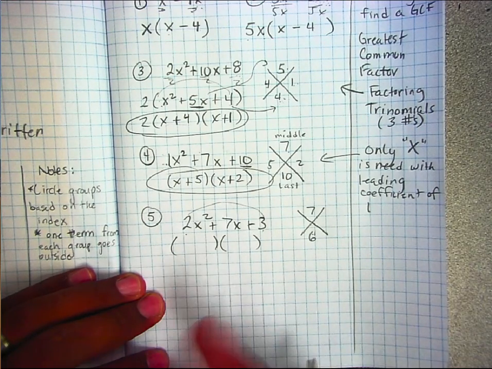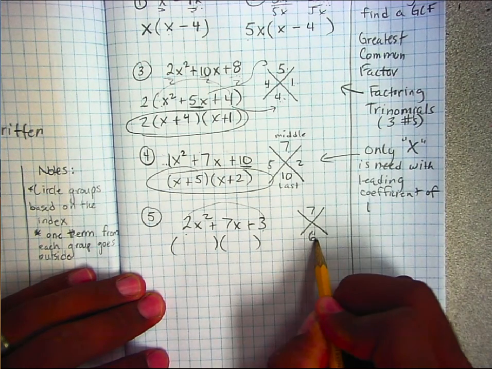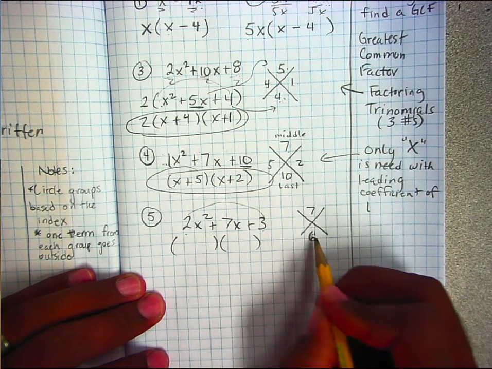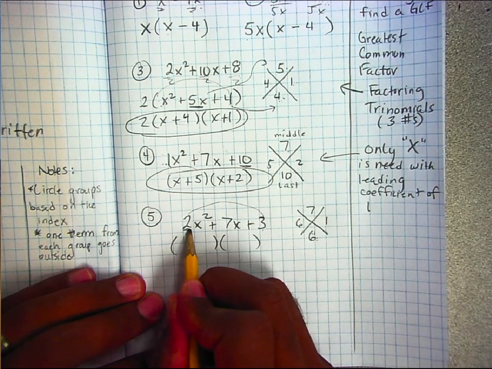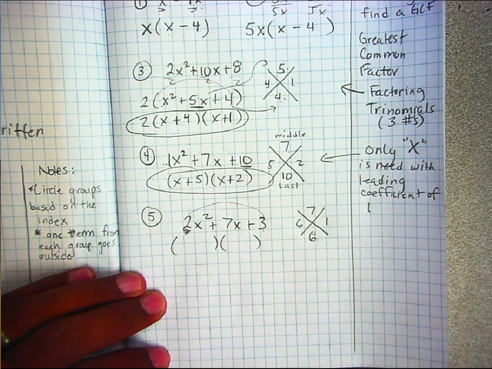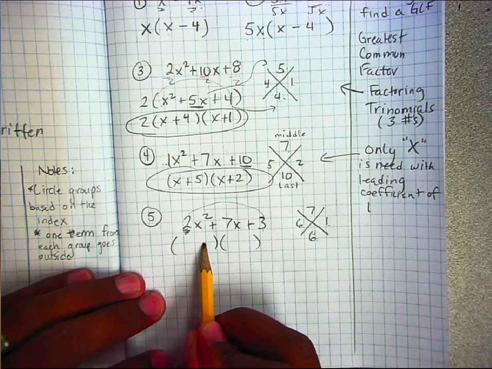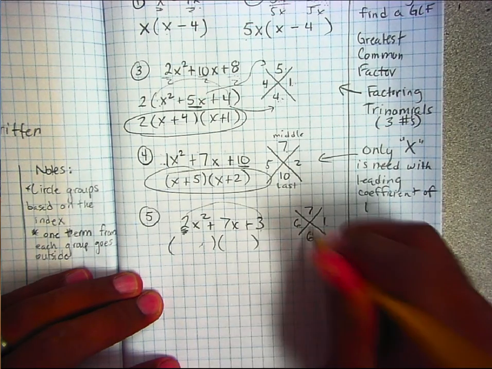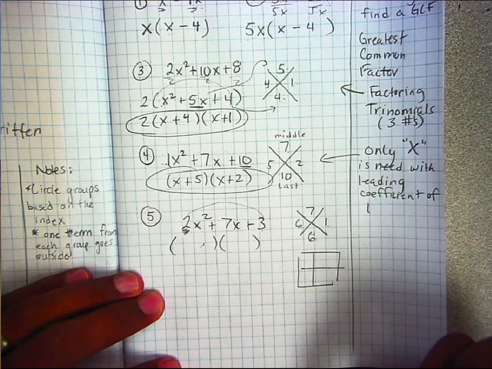Now think to yourself, what 2 numbers multiply to 6 but then add up to 7? Well, 2 times 3 is 6, but that doesn't add up to 7. So just 6 times 1. Now, when you have a number bigger than 1, you need to do an extra step. You can't just put these numbers right into the binomial. You have to do what we call the X and box. So that's why we like to call it the X box.